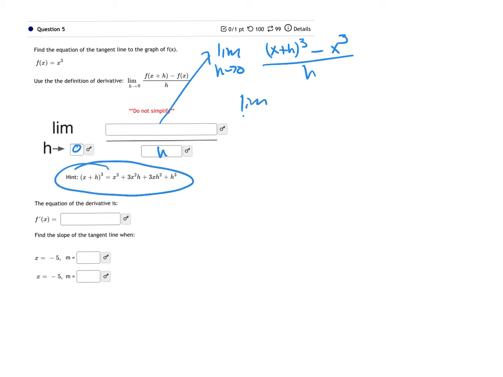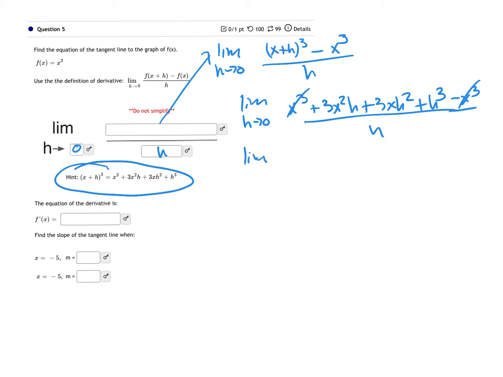So the limit as h approaches 0 of x cubed plus 3x squared h plus 3xh squared plus h cubed all over h. Oh, minus x cubed. So now my x cubed and negative x cubed cancel out. So I'm left with the limit as h approaches 0 of 3x squared h plus 3xh squared plus h cubed over h.